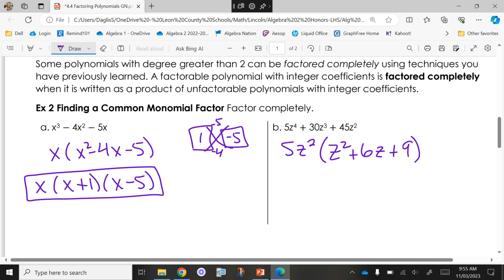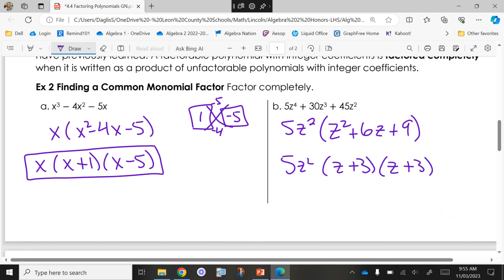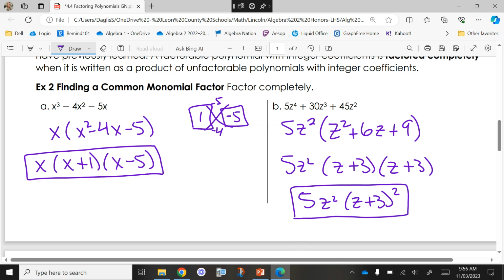Am I done factoring? No, I can do more with what's in there. Does anything multiply to give me 9 and add to give me 6? 3 and 3. So when this happens, we have two of the same thing, right? So you're going to put it z plus 3 squared. So that shows you your factored form.